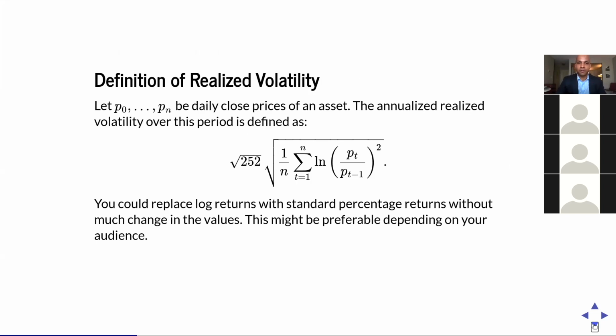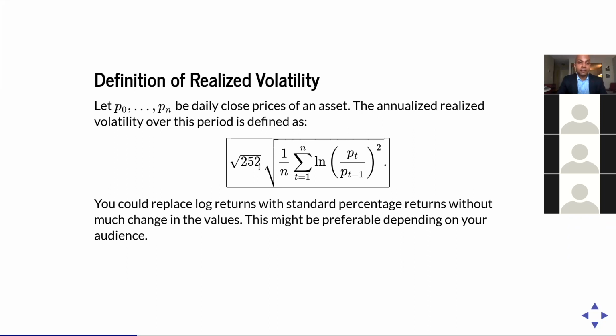So the definition of realized volatility is probably familiar to most of you. Let's say we've got close prices of some asset. We take their log returns, square them all, and take their average, and that's actually the variance. To get the volatility, you take the square root of that, which is the standard deviation. And typically you speak of volatilities in annualized terms, so you need to multiply this by the square root of 252.